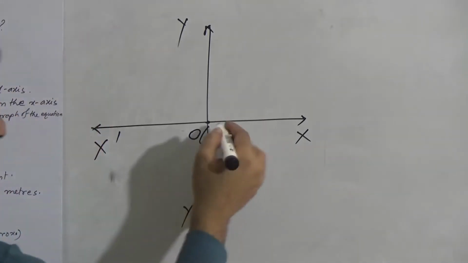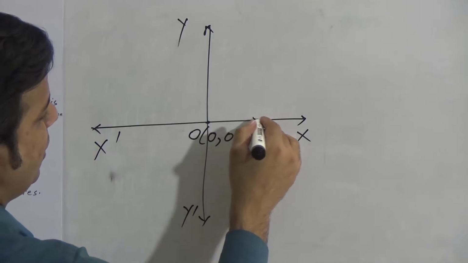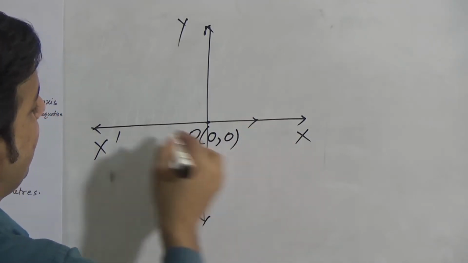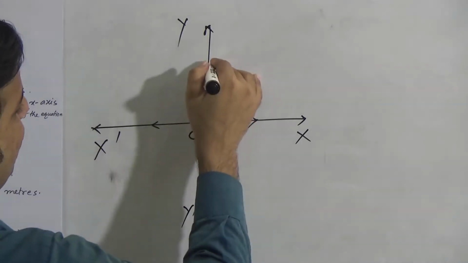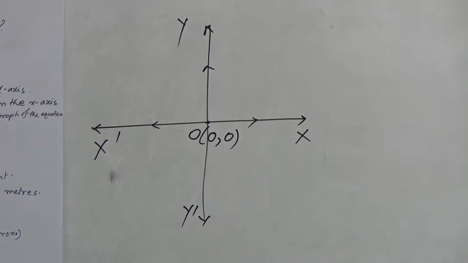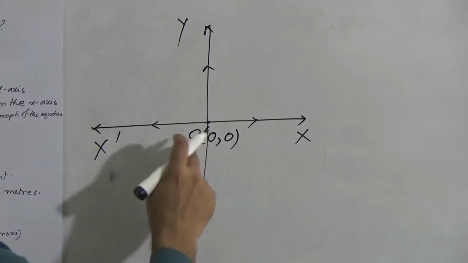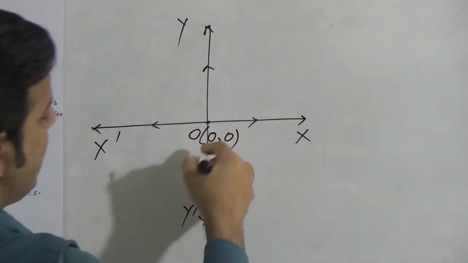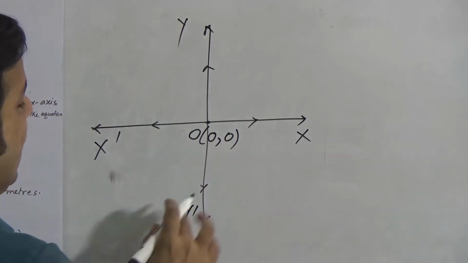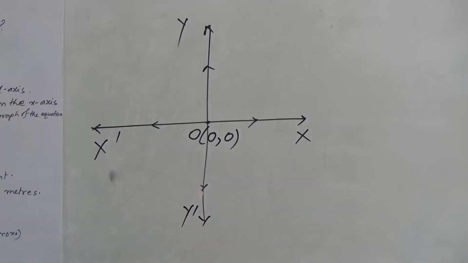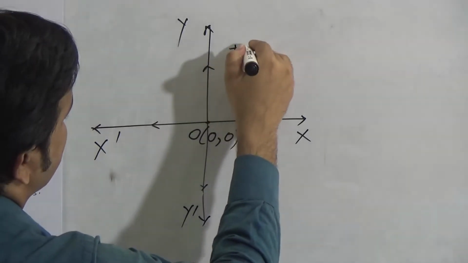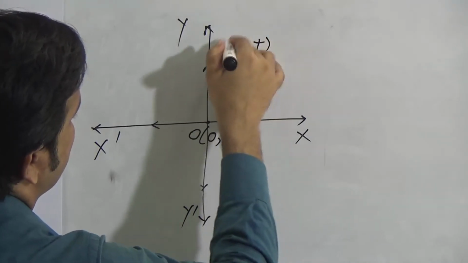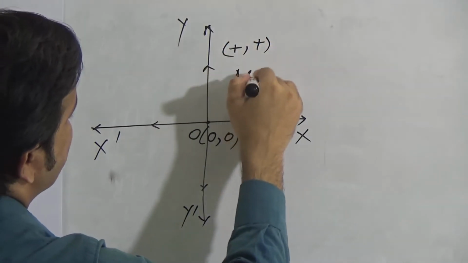Now, if we move to the right of O, this will be positive x, and if we move to the left of O, this will be negative x. If we move above O along the y axis, this will be positive y, and if we move below O along the y axis, this will be negative y. It means that in this quadrant the value of x is plus and y is plus. This is known as the first quadrant.